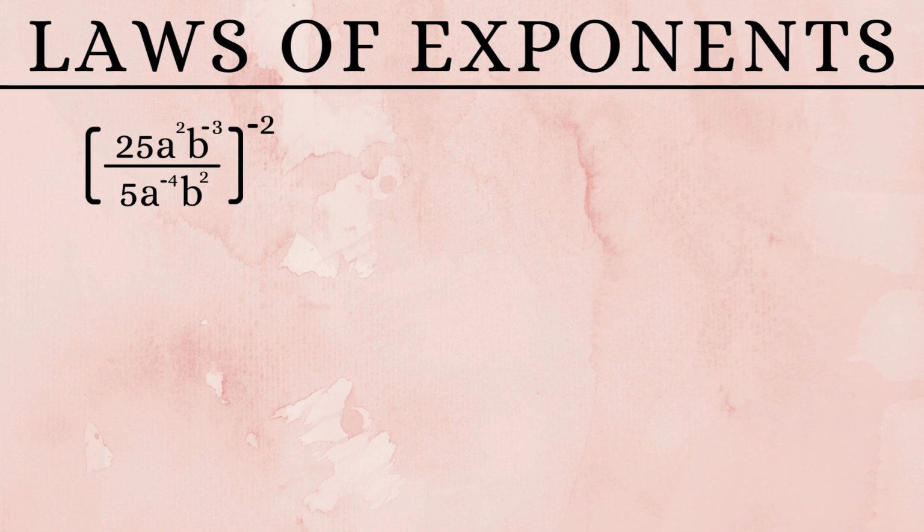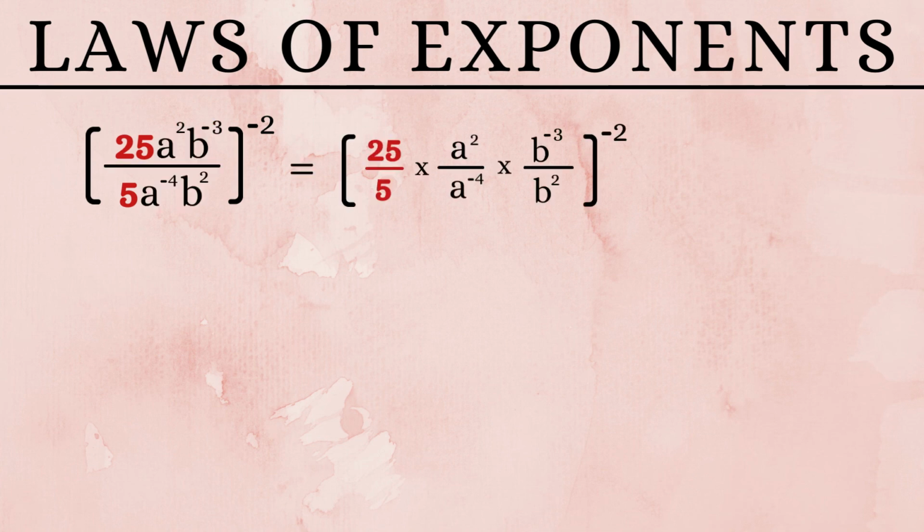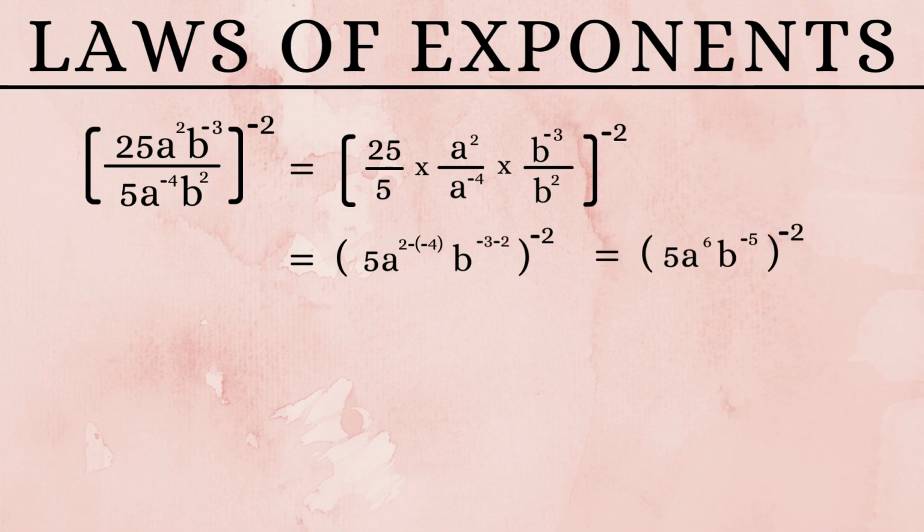As a first step, we solve what's inside the parenthesis. So let's split up the fraction as 25 by 5 into a to the power of 2 by a to the power of minus 4 into b to the power of minus 3 by b square, the whole raised to minus 2. Solving that further, we get 5 a to the power of 2 minus minus 4 b to the power of minus 3 minus 2, the whole raised to minus 2 again, which becomes 5 a to the power of 6 b to the power of minus 5, the whole raised to minus 2.